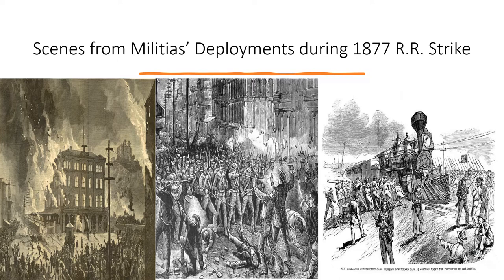These are some scenes from the militia's deployments during the 1877 railroad strike. You can see buildings are being burned and the U.S. militias are engaging labor rioters. And then afterwards, the militias guarded workers as they rebuilt after the strikes and after the riots. In this image, they're pushing a railroad locomotive back onto the tracks.